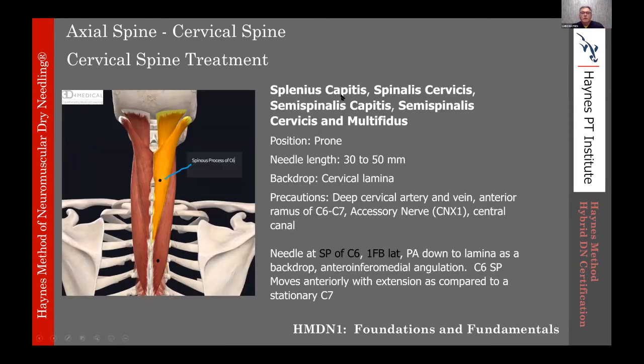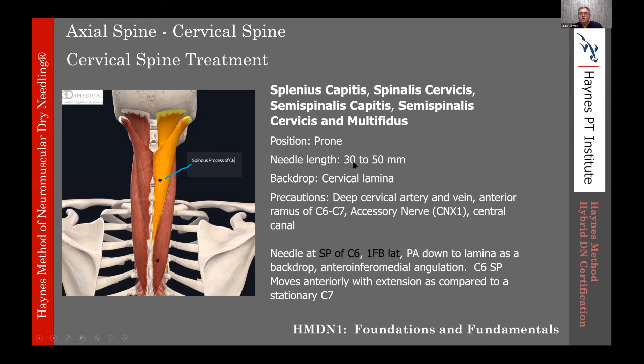So for our first location, we're talking here. Splenius capitis, spinalis cervicis, semispinalis capitis, semispinalis cervicis, and the multifidus. We can get all of those structures in one needle placement. Again, if a patient's having a point of pain that's superior or inferior, absolutely we can needle into that. But if we want to get our biggest bang for our buck, these two locations will do the bulk of that posterior musculature. Our patient position is going to be prone.